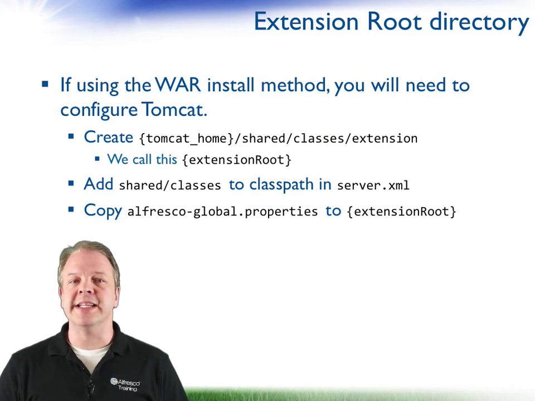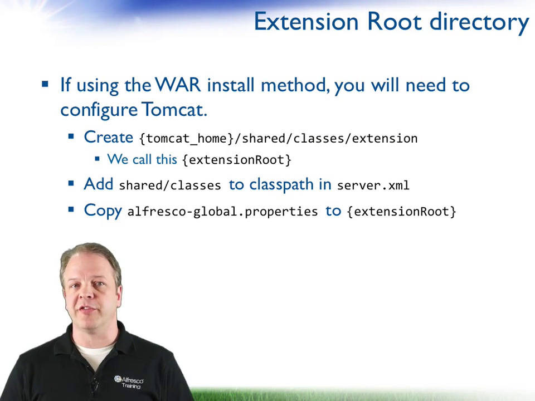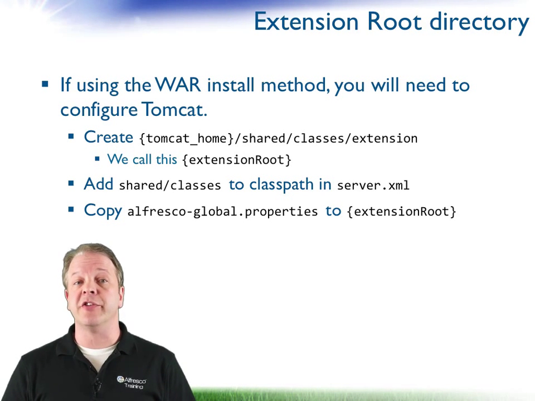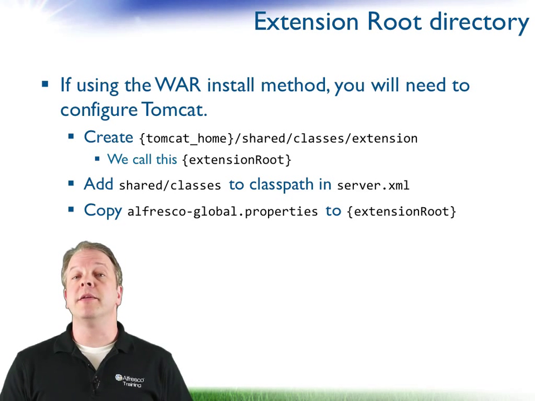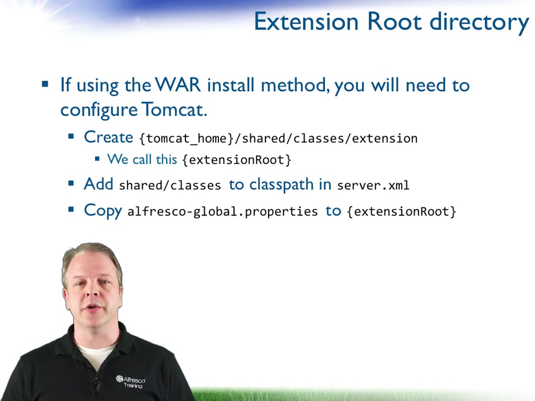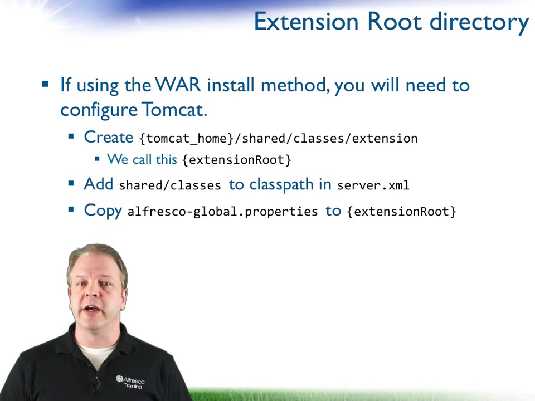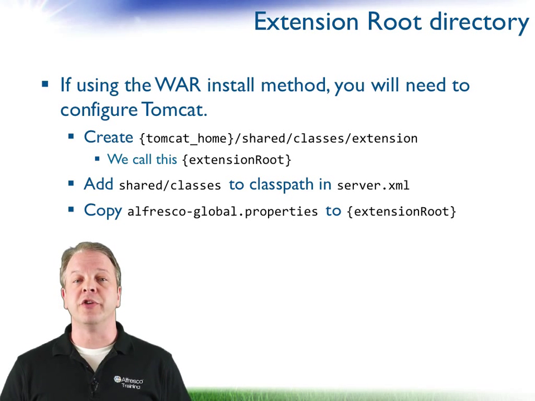The extension root directory is a key directory for extending Alfresco. If you are using the WAR installation method, you will need to do some configuration within Tomcat. You will need to create the shared classes extension directory as indicated. We typically refer to this directory as the extension root. Depending on the version of Tomcat that you're using, you may also need to add the shared classes directory to the class path within Tomcat's server.xml file. And then finally, copying the alfresco-global.properties file as provided by the installation into your extension root directory structure.